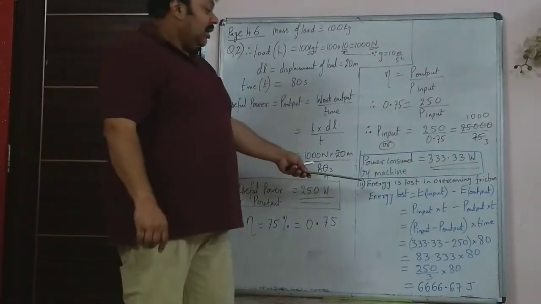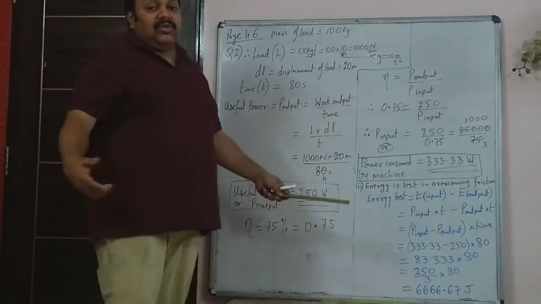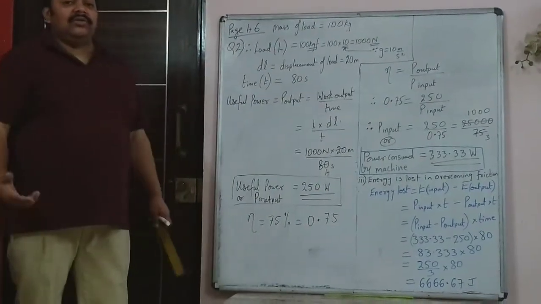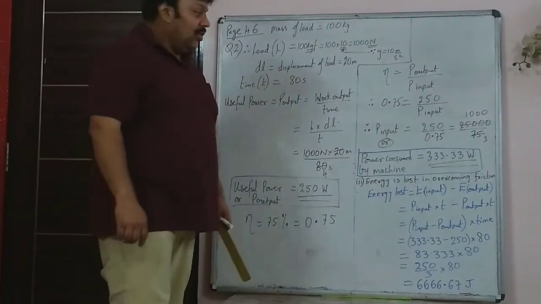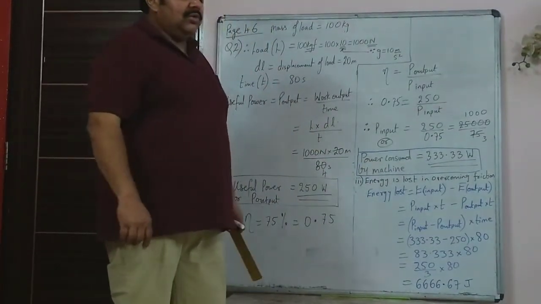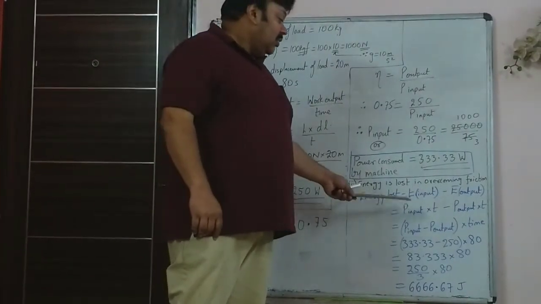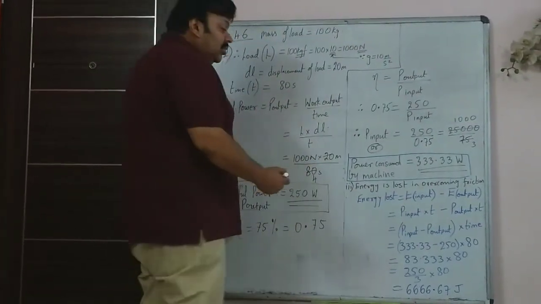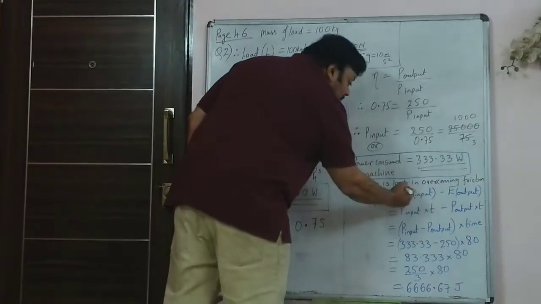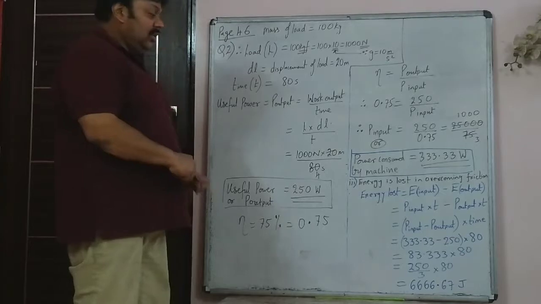So we write energy is lost in overcoming friction. Obviously the most common form of loss of energy is friction between the moving parts of the machine. So energy is lost in overcoming friction. And how much energy is lost in overcoming friction? It would be energy of the input minus energy of the output. So it is energy input minus energy output.